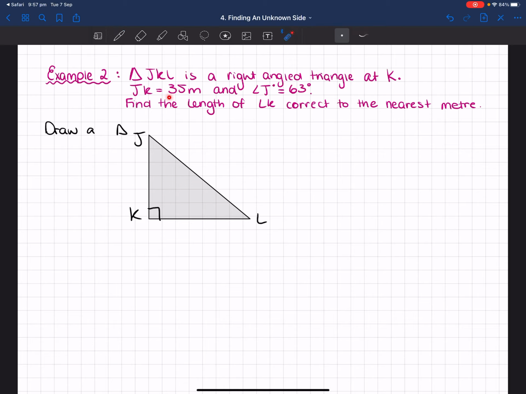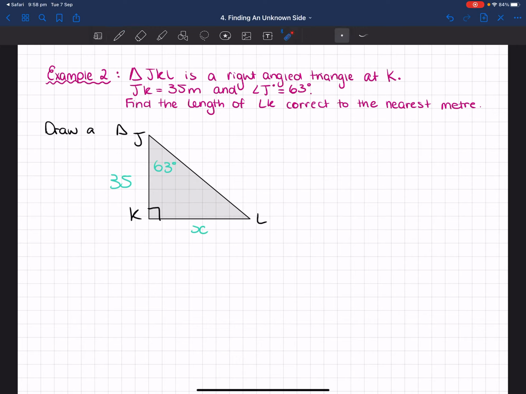All right, so we know that the side JK is 35 meters, so we'll label that 35. And angle J is 63, so we're also going to put that angle in there. Do it in a different color so you can see it. So 35 and 63. Find the length of LK. So we want to find this length here. We'll just call it X for now.